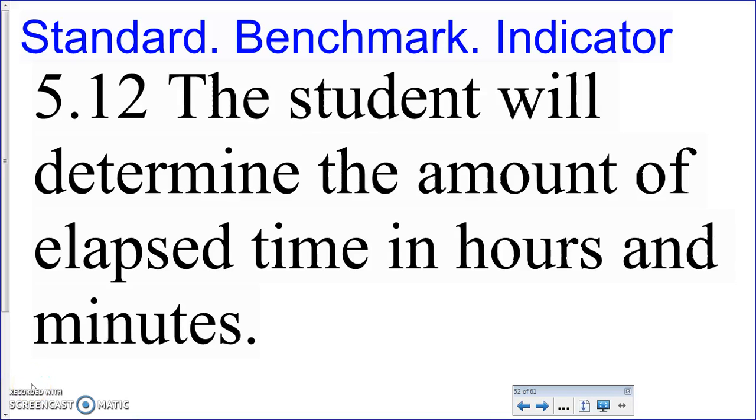Today we are working on determining elapsed time. Please copy down the standard benchmark indicator on a clean page in your math notebook. The student will determine the amount of elapsed time in hours and minutes.